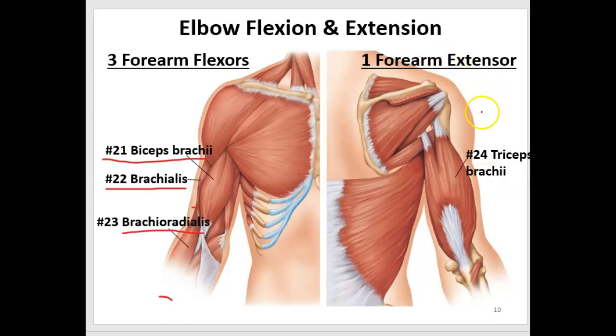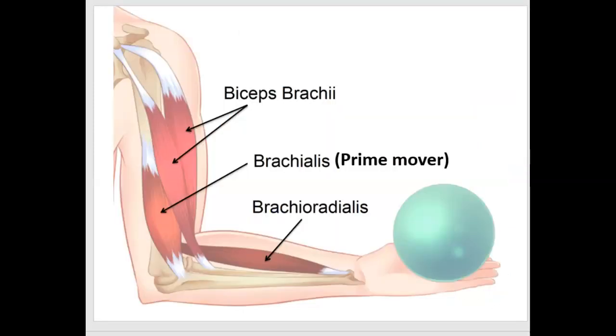Now there's just one forearm extensor, and that's posteriorly, called the triceps brachii. And you can see that its insertion point is right on that olecranon process of the ulna. So we're going to look at these a little bit more individually.